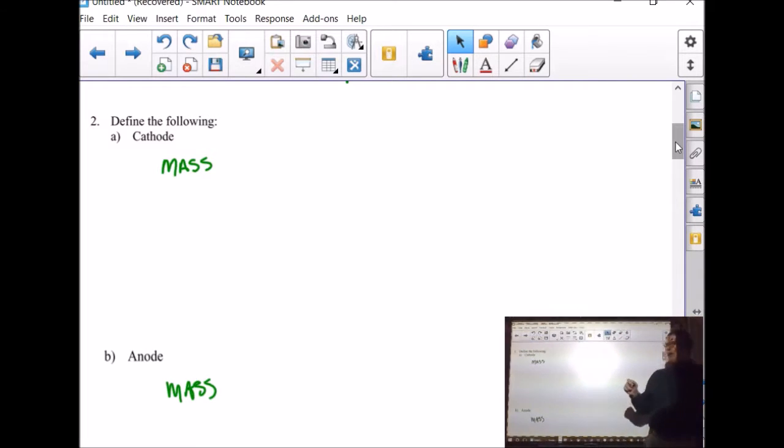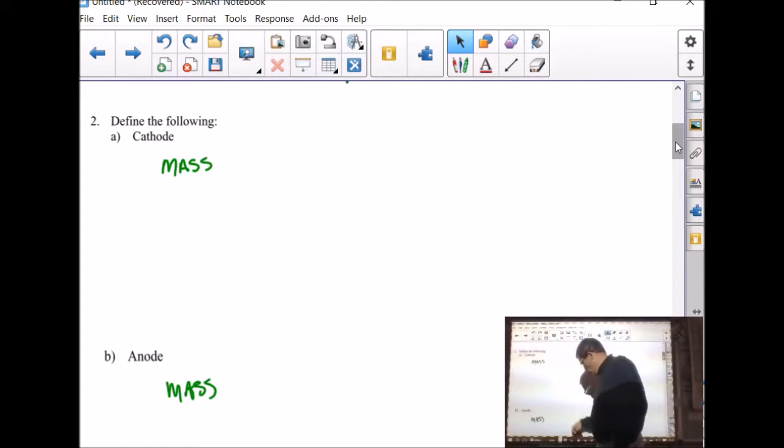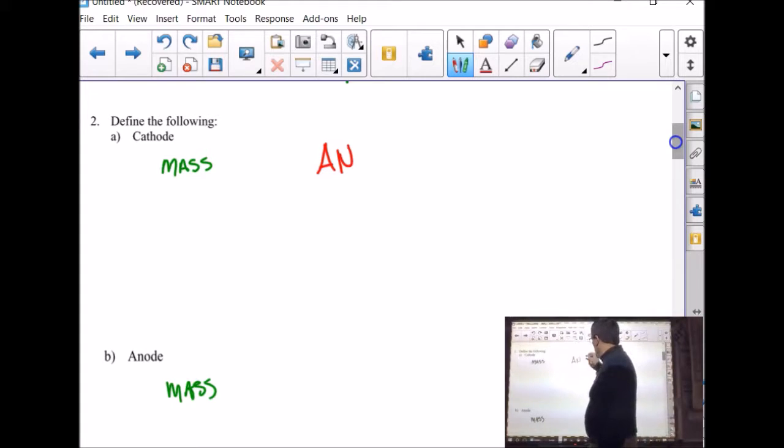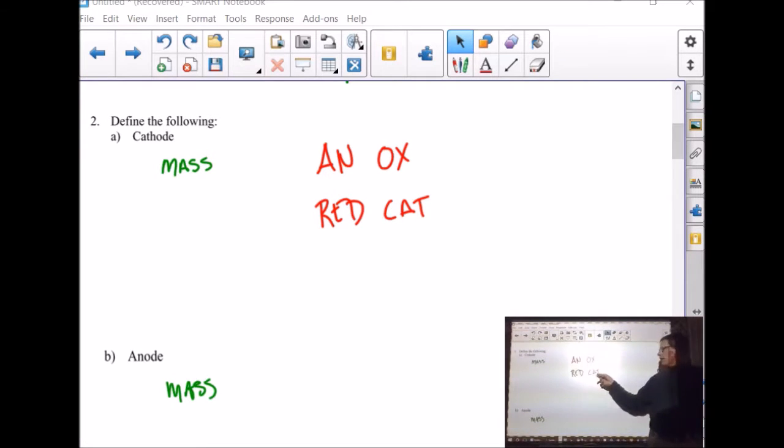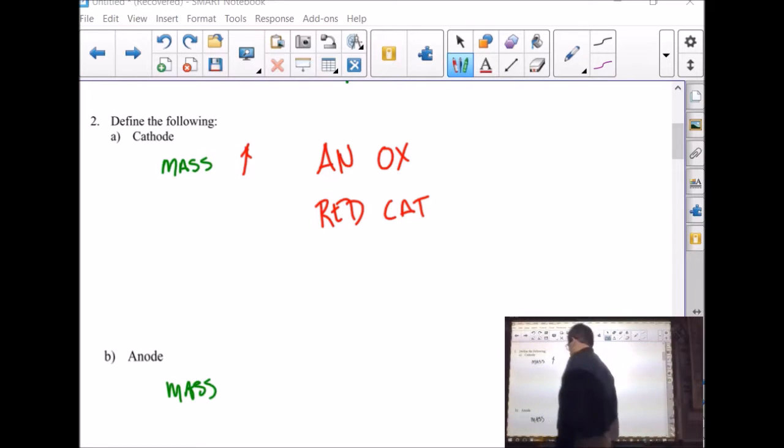So it's the chamber where what takes place? Oxidation or reduction? Reduction. Remember, keep the vowels together and the consonants together. So I had on the video an "ox, red cat." So at the cathode, reduction takes place, or the reducing reaction takes place. And what happens to the mass of the cathode as this goes forward? It'll increase. Very good.